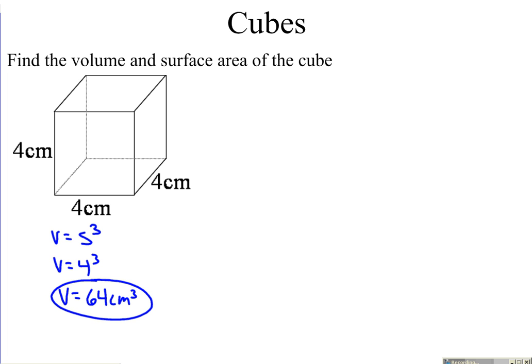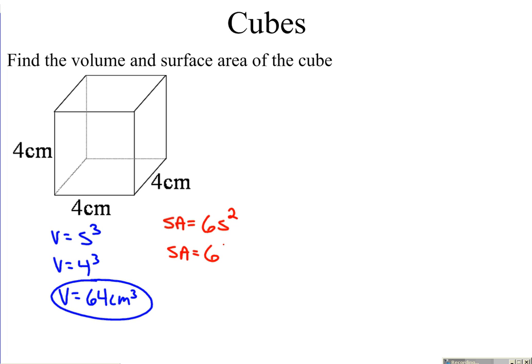Surface area. Surface area of a cube is 6 times the side squared. Here's where this formula comes from. Remember, this is a type of rectangular prism. In this case, the front side and the back side are obviously the same. The top and bottom are the same. The left and right are the same. But more than that, all 6 of those are the same. So that's the same as taking 6 times the side squared, because the front side is 4 by 4, the left side is 4 by 4.